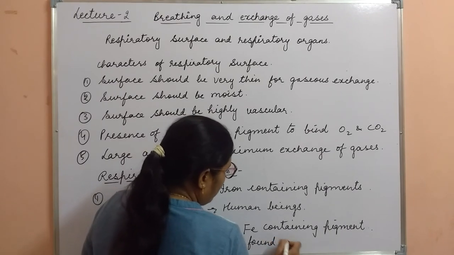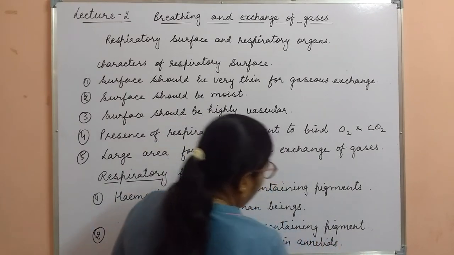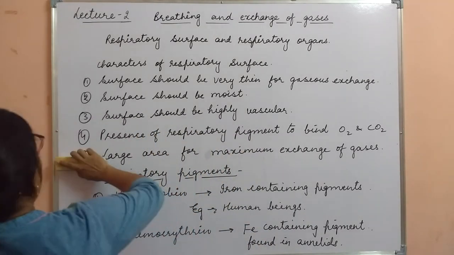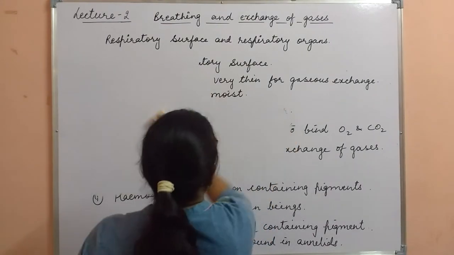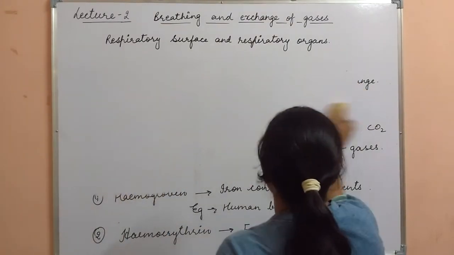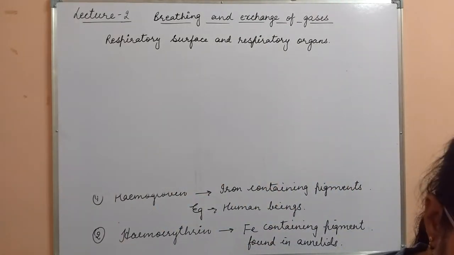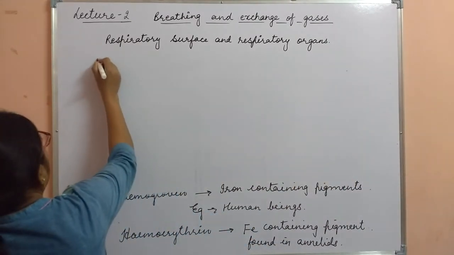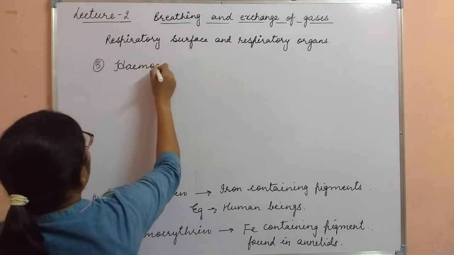It is found in annelids, the members of phylum Annelida. Clear? Like earthworm, nereis, leech, these are the members of phylum Annelida. So it is found in annelids. The third important pigment is hemocyanin.